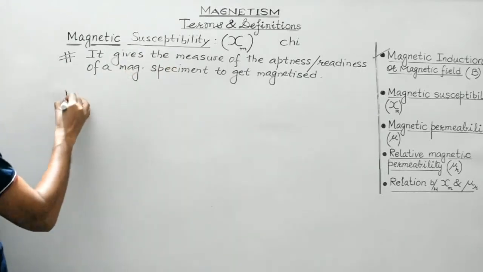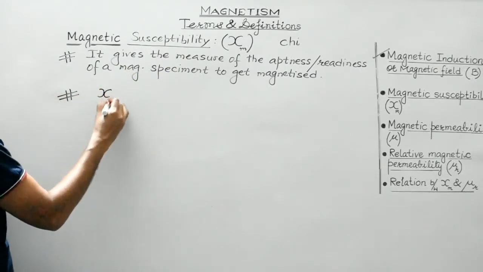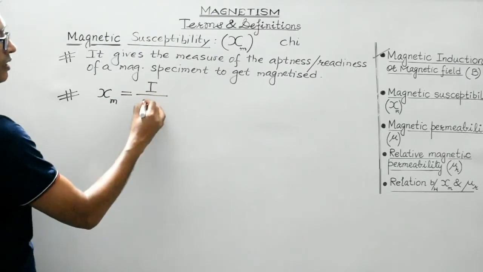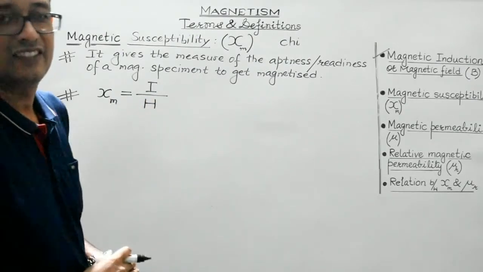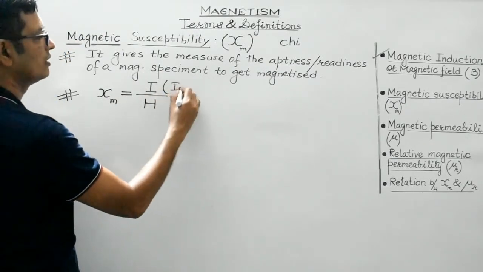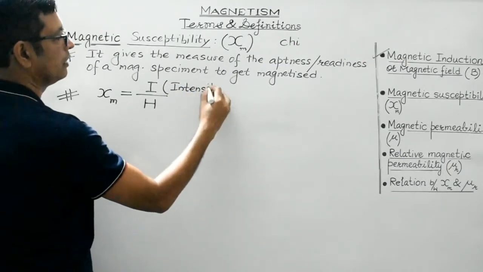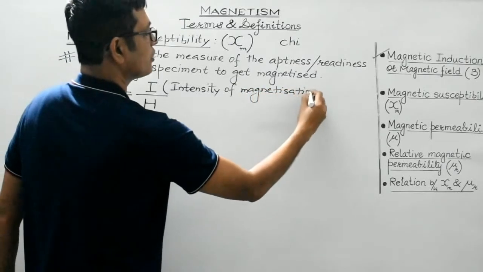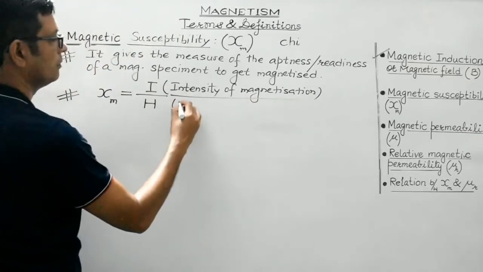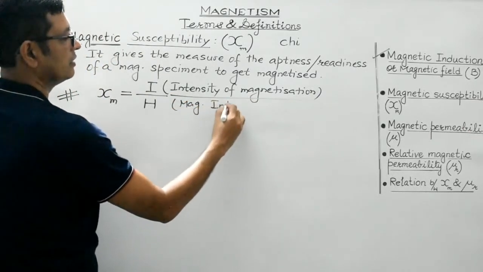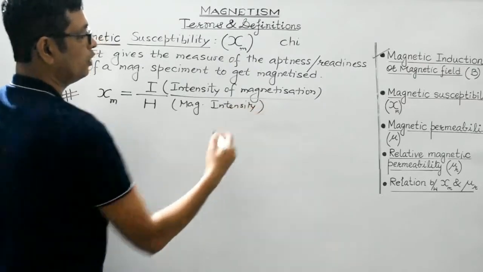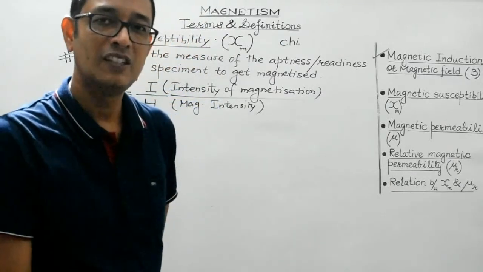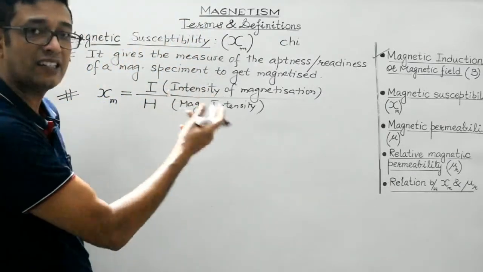Mathematically or quantitatively, magnetic susceptibility is defined as the ratio of the intensity of magnetization to the magnetic intensity. This is the mathematical definition. So I is the intensity of magnetization, while H is the magnetic intensity. So mathematically or quantitatively, magnetic susceptibility is defined as the ratio of the intensity of magnetization to the magnetic intensity.